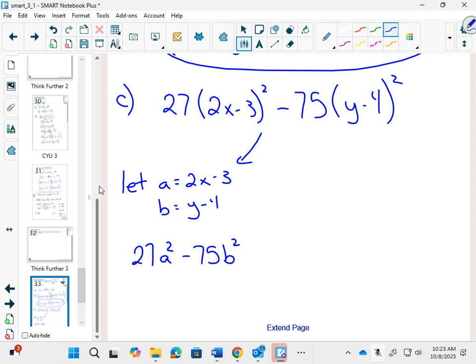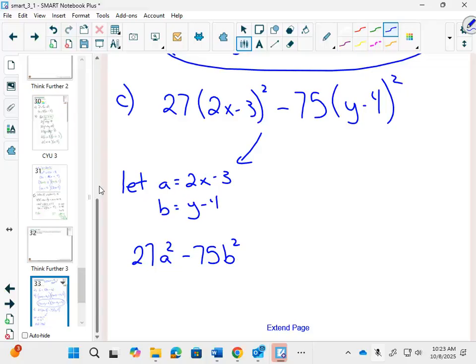Now that I've done that, is this a difference of squares? Wait, I have no idea. What times what is 27? Is there a nice number? 3 and 9. But it's not the same number though. If it's a difference of squares, it's going to be like 5 times 5. Is that 27?